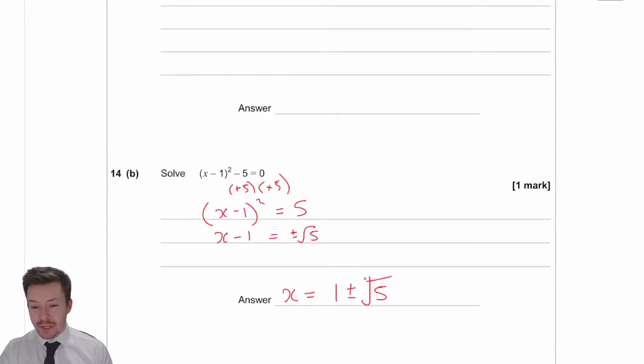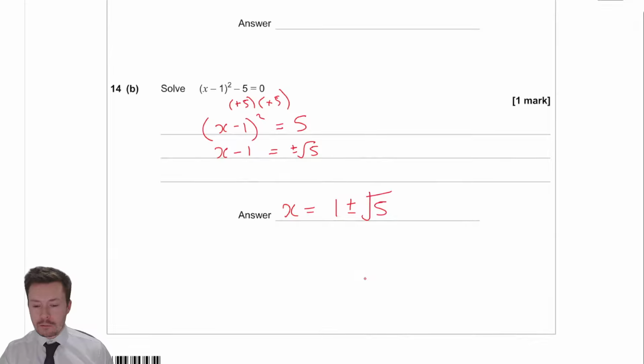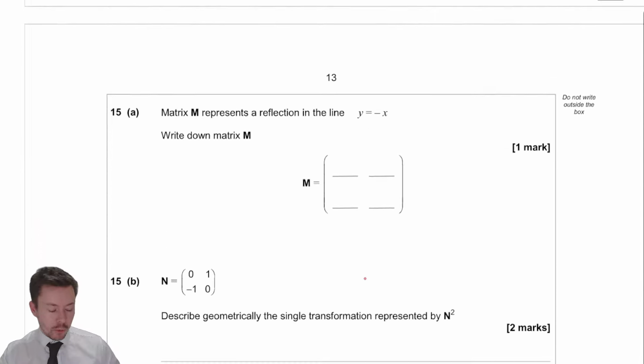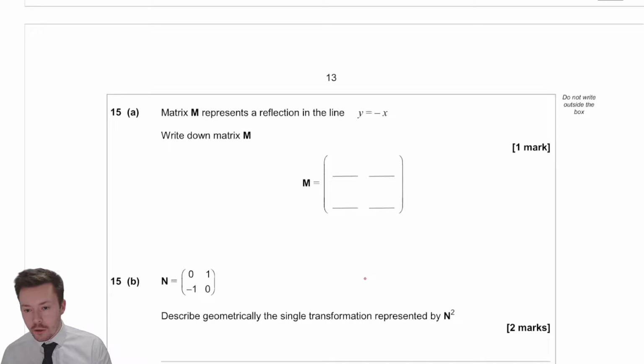Right, again, that's a pretty typical question as well. Nothing too complicated there or problem solving-y, really. Next one. So we've got our matrices here, and for this question, really, you just need to learn these matrices.